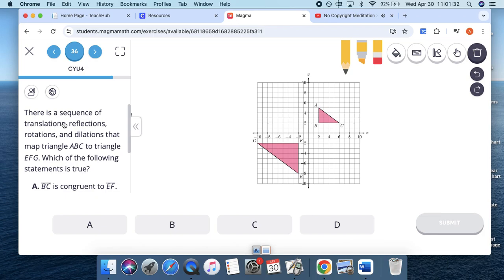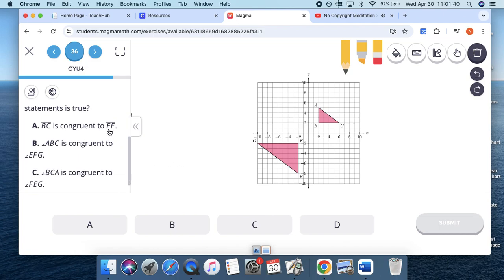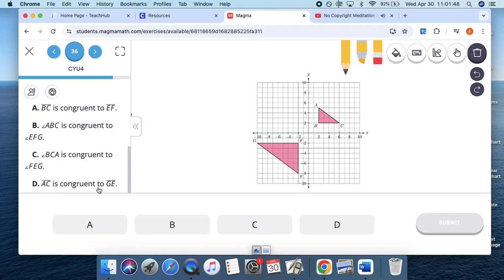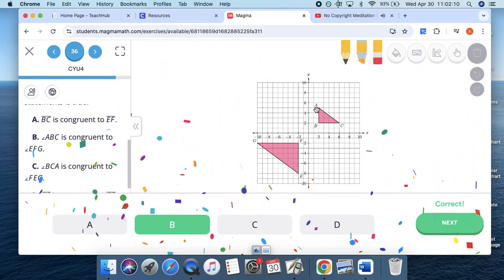A series of reflections, translations, and rotations changes ABC to this one. Which of the following is true? Well, side BC is congruent to side EF? No, because it got bigger. So anything that says congruent sides is not true. Side BC is congruent to side EF: not true. Angle ABC is congruent to angle EFG. Yeah, we want B, because this angle right here. So basically they're saying angle ABC, which is this angle.